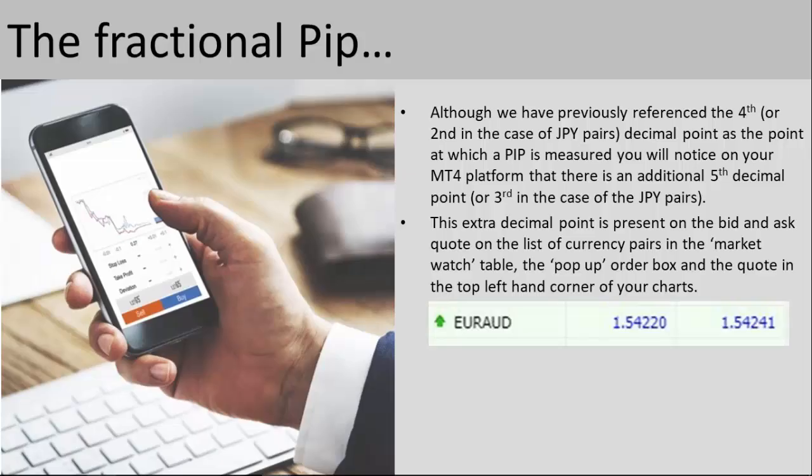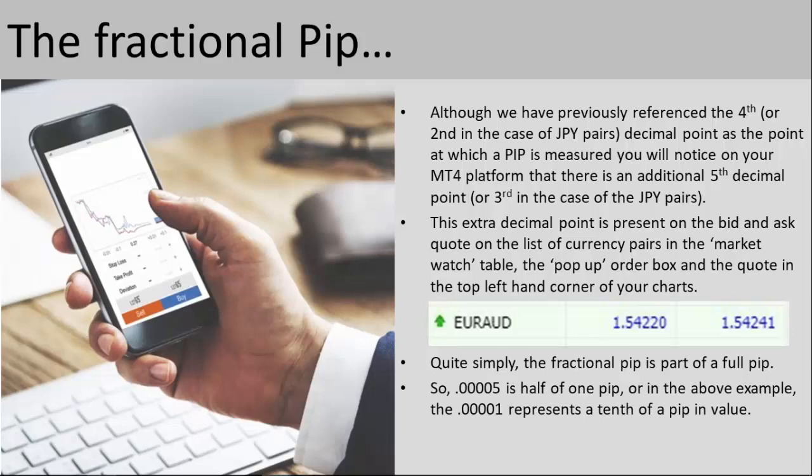We've given you an example here with the Euro Aussie dollar, and you can see there that there are 5 decimal points. It's the fifth decimal point which is the fractional pip. And quite simply, the fractional pip is part of a full pip. So 0.00005 is 1/2 of 1 pip, or in the above example, the 0.00001 represents 1/10 of a pip in value.